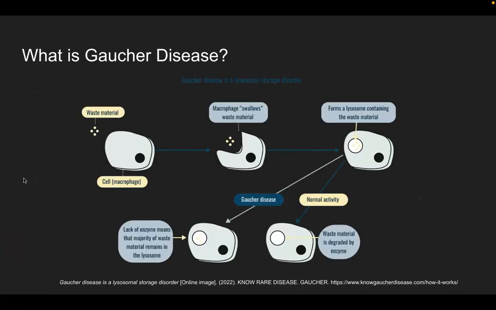I found this helpful diagram on a website that promotes the education of Gaucher disease. Here it shows a macrophage swallowing waste material, forming a lysosome around the waste material. A normal macrophage with enzymes will degrade the waste material. However, in Gaucher disease, the lack of enzyme causes a majority of the waste to remain within the lysosome, causing Gaucher cells.